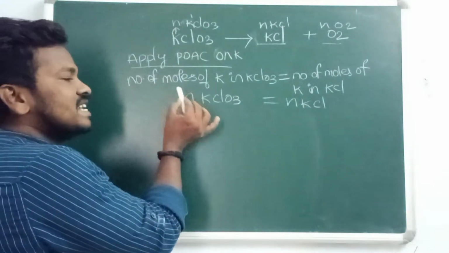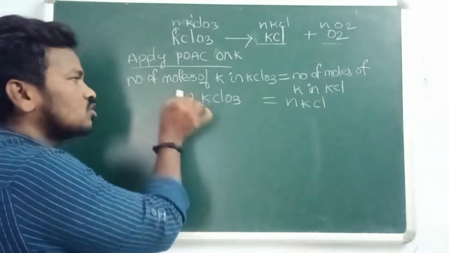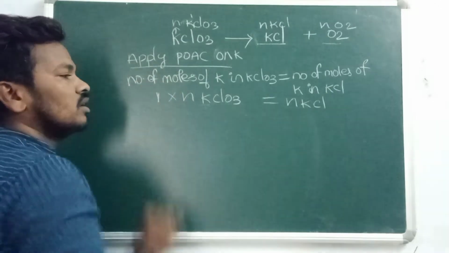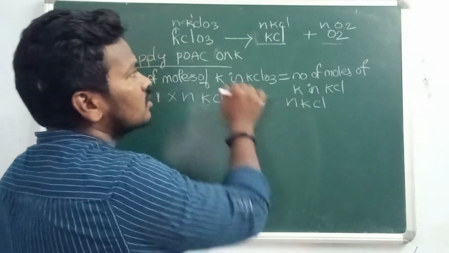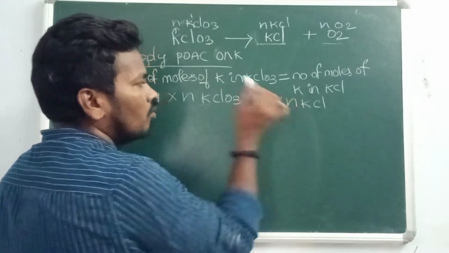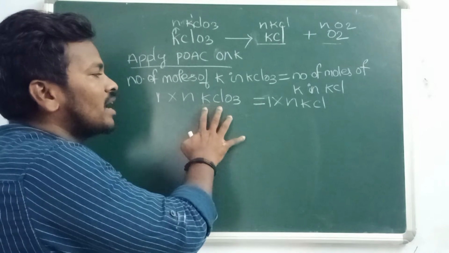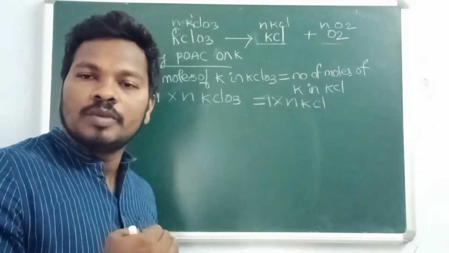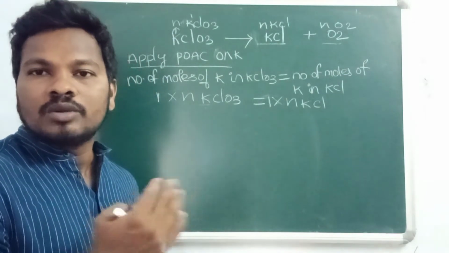Here in KClO3, how many potassiums are present? One potassium is present, so you multiply the N moles of KClO3 with 1. Atoms are counted because of POAC, the principle of atom conservation, one atom, so multiply with 1. Okay, this we applied on potassium. Like this we have to apply on chlorine and on oxygen. After that we will discuss some numericals. It is very useful for doing numericals very easily.